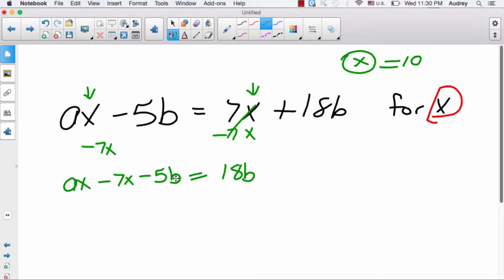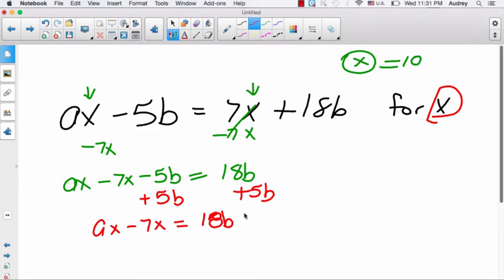That's good. But you see this guy, he is a nobody, and he needs to move. Alrighty, so how do I get rid of a negative 5 times b? Well, that's easy. Opposite of subtraction is addition. Add 5 times b, add 5 times b. I'm left with a times x minus 7 times x equals 18 times b plus 5 times b.